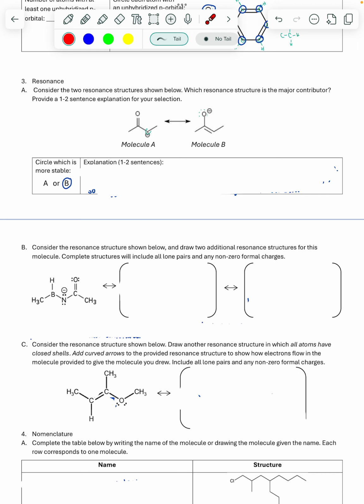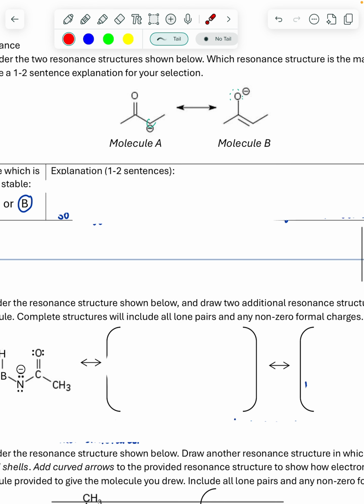And the reason why B is circled is because if we remember back to the rules which make one stable over the other, it's that they have closed shells. I believe it's no charges, but this one has charges. So now it depends on where the charge is at. So now we have to look at the atom that the charge is on, which is carbon versus oxygen, and then what the charge is. The charge is negative charge in both.